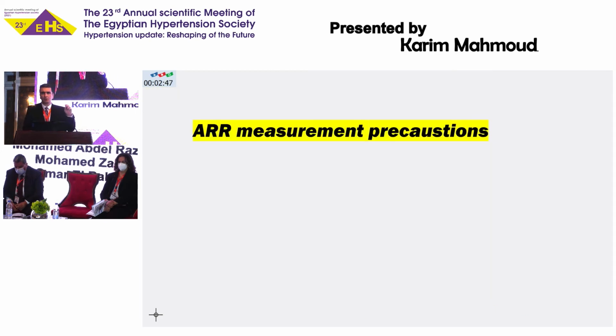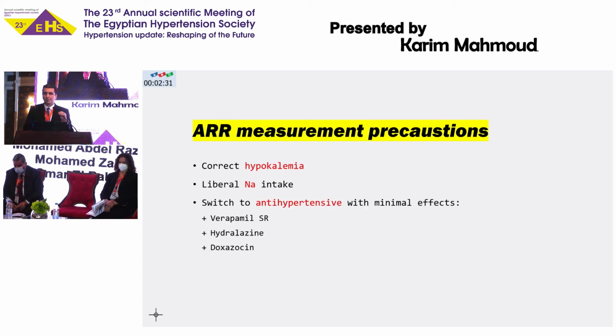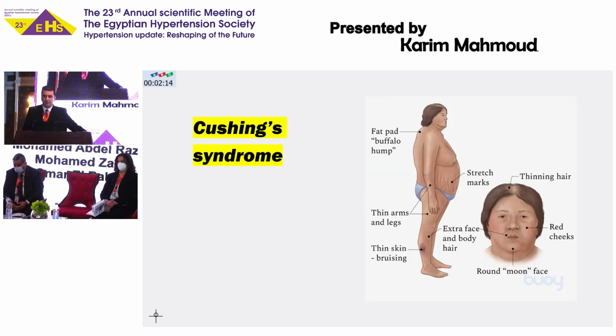There are important precautions regarding the measurement of aldosterone renin ratio. We should correct hypokalemia. We should give a high volume of sodium. We talk about giving a patient 2 liters of sodium before the test if it's safe, and to switch to antihypertensive medication that doesn't have an impact on the test, such as verapamil slow release, hydralazine, and doxazosin. And the sampling should be in the mid-morning, 2 hours after getting up from the bed, and the patient should be sitting for 5 to 15 minutes before the test.